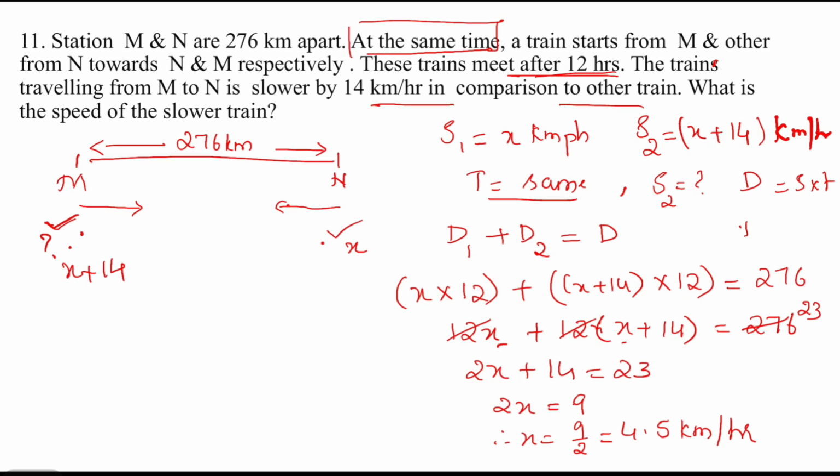So x we got as 4.5 kilometer per hour, but this is the speed of first train. Therefore the speed of the slower train is x, 4.5 kilometer per hour, because speed of second train is more, isn't it? It is x plus 14, so it will be 4.5 plus 14, it is more, isn't it? So the slower train is S1, so the S1 train speed is 4.5 kilometer per hour. So next problem.